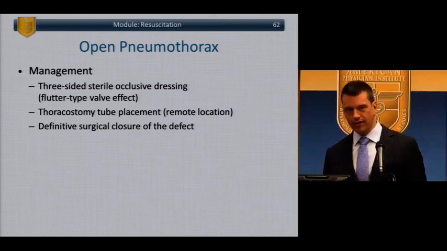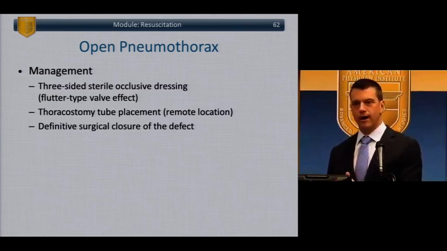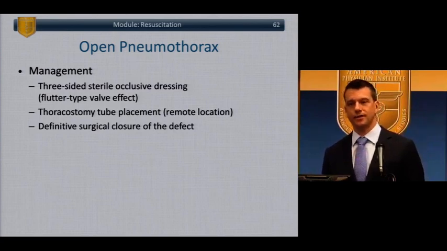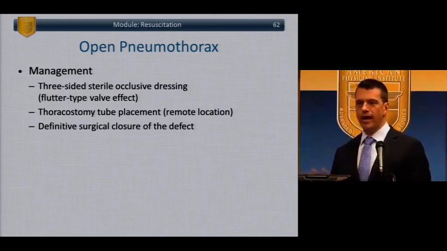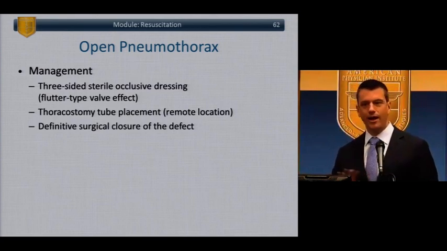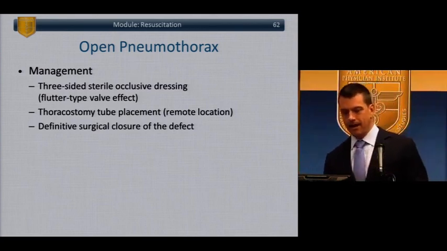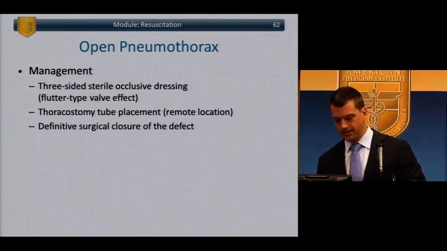This will allow the egress of air out through that one flap if pressure increases, so you don't create a tension pneumothorax if the lung is injured underneath, but will not allow more air to go in. So it's possible you can get some re-expansion without causing tension. Eventually, a thoracostomy tube done at a point away from that, with repair of the defect, is the ultimate treatment.